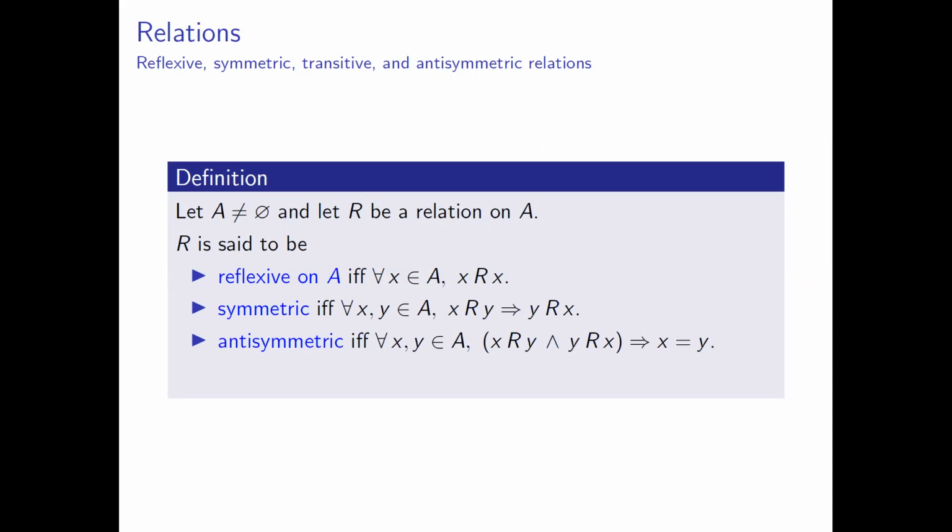R is antisymmetric if and only if for any elements x and y in A, if x is related to y and y is related to x, then x equals y. R is transitive if and only if for any elements x, y, and z in A, if x is related to y and y is related to z, then x is related to z.